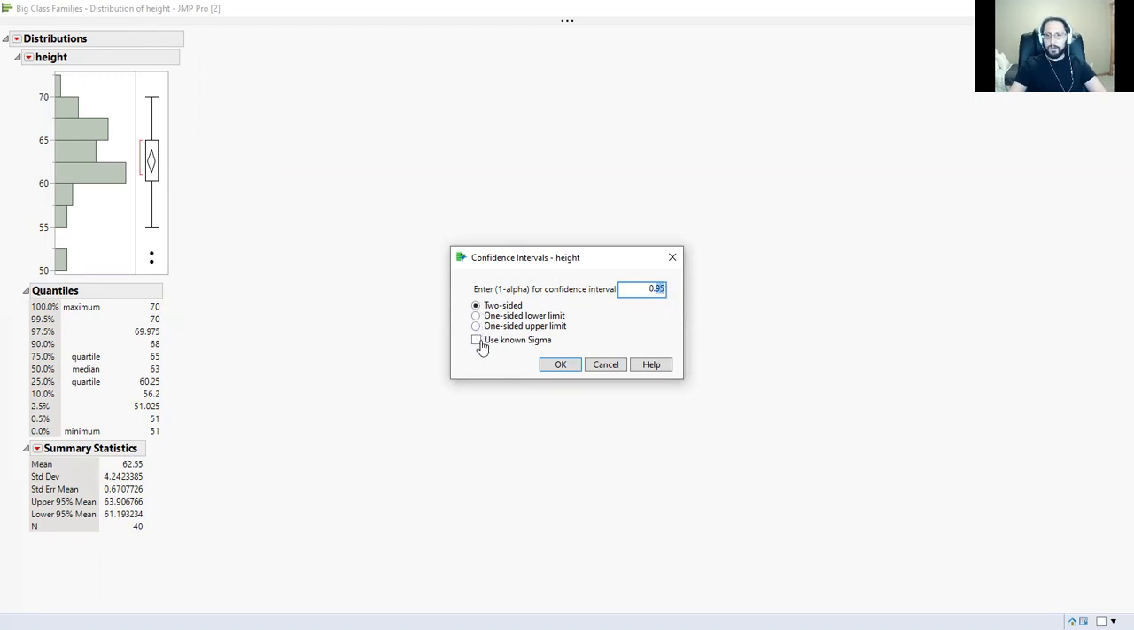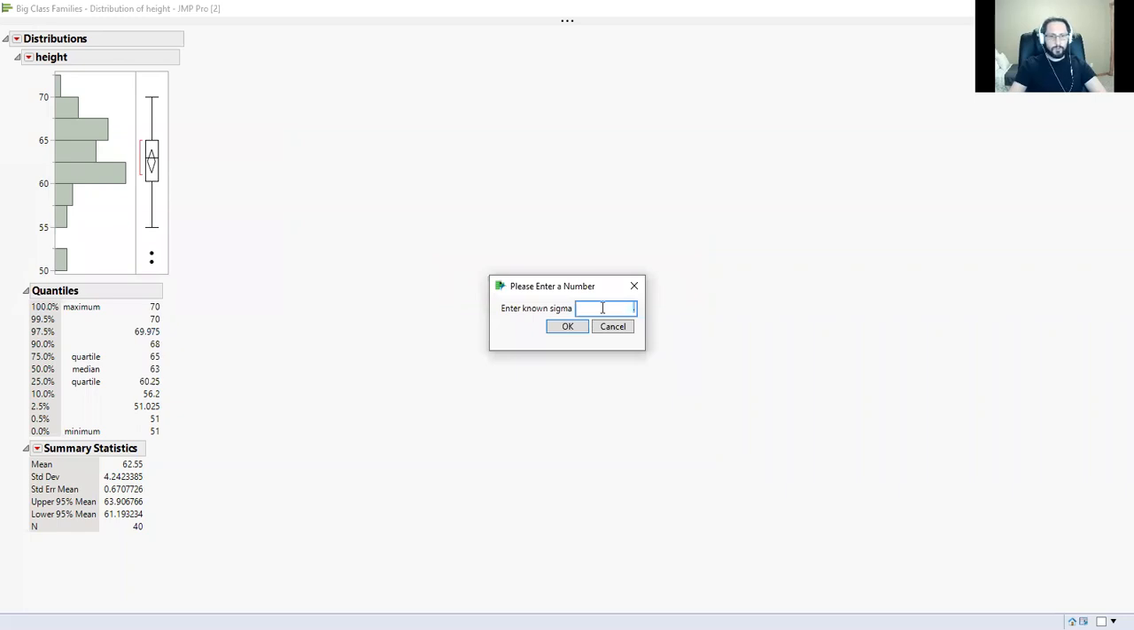And then notice right here, use known sigma. In our word problems so far, we've only done problems where sigma is known. So I'll click use known sigma, and it gives you an option to enter it. I'll make up a number here. Let's say 2.5 is the number I'm making up for the known population sigma.